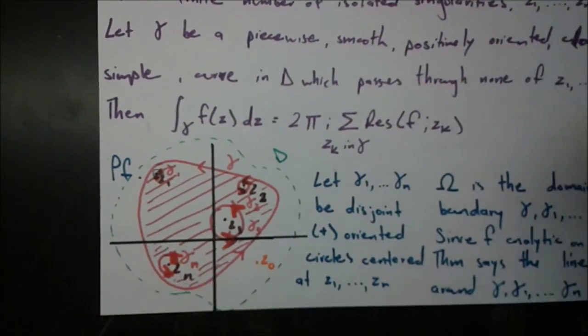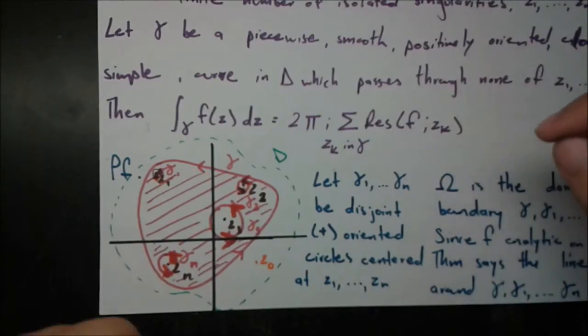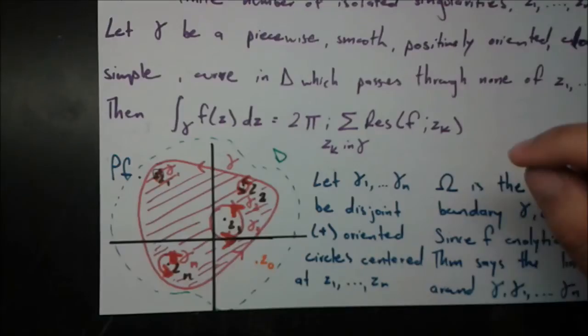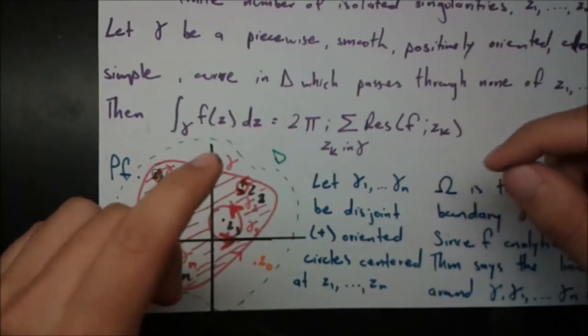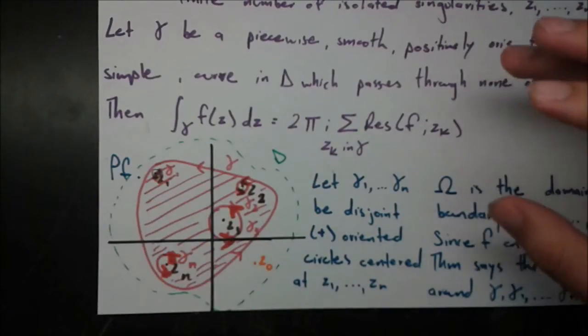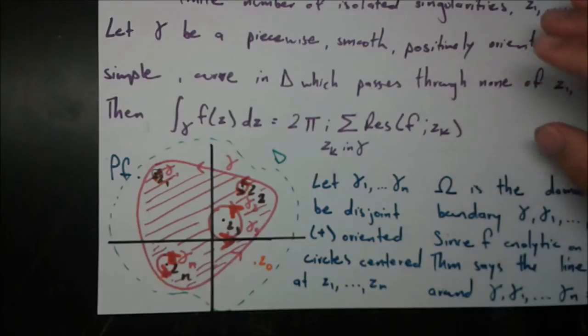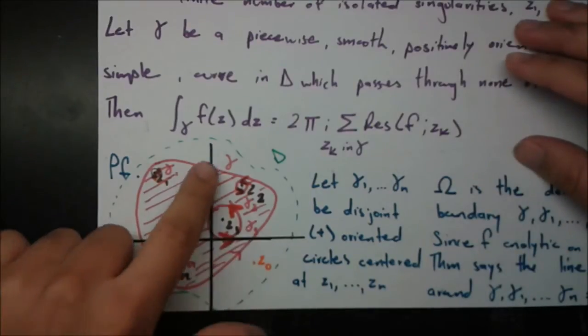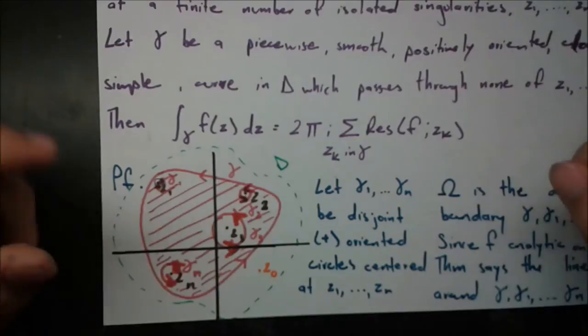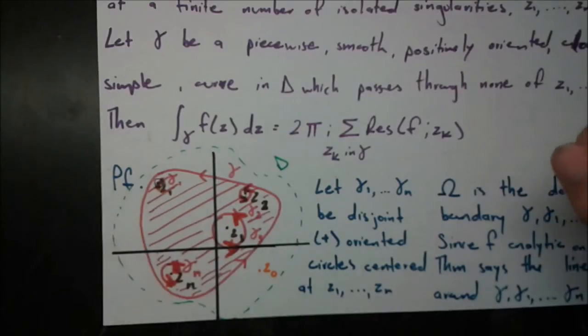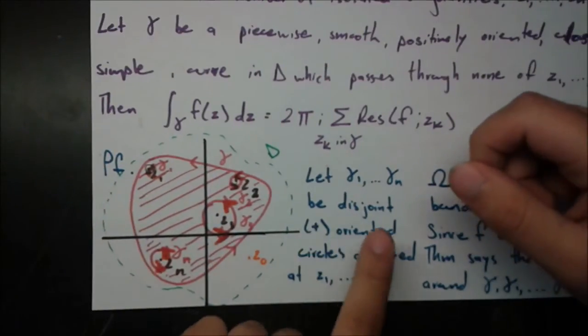Now there are a couple of things to be wary about with these circles. The first thing is they're disjoint, which means you should make them so small that they don't intersect each other. If you see two are intersecting each other, just make one or both of them smaller so they don't intersect. Again, these circles should also be inside this gamma. They shouldn't go outside gamma, so just make them small enough so they're inside gamma. And the big thing is that they're positively oriented.